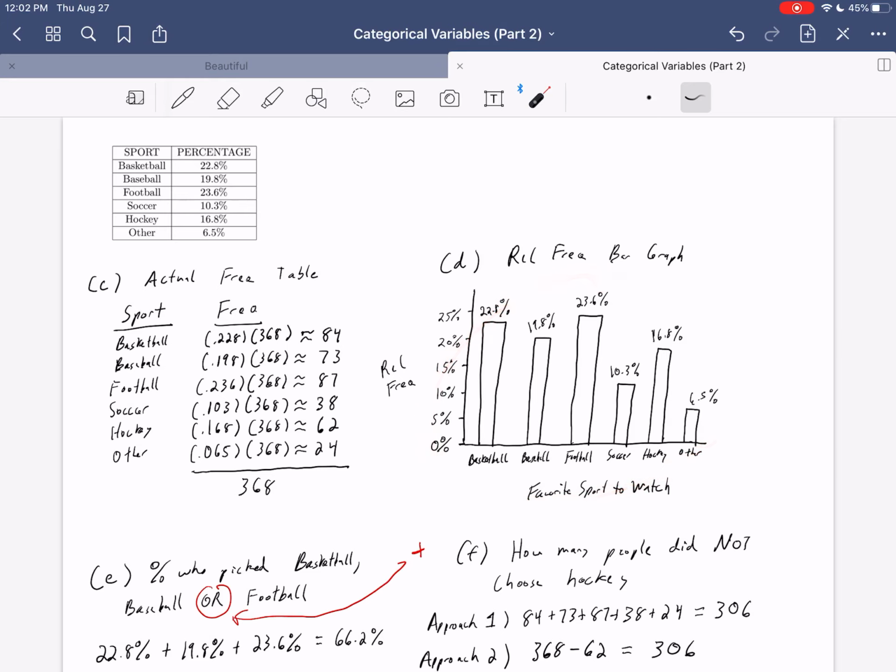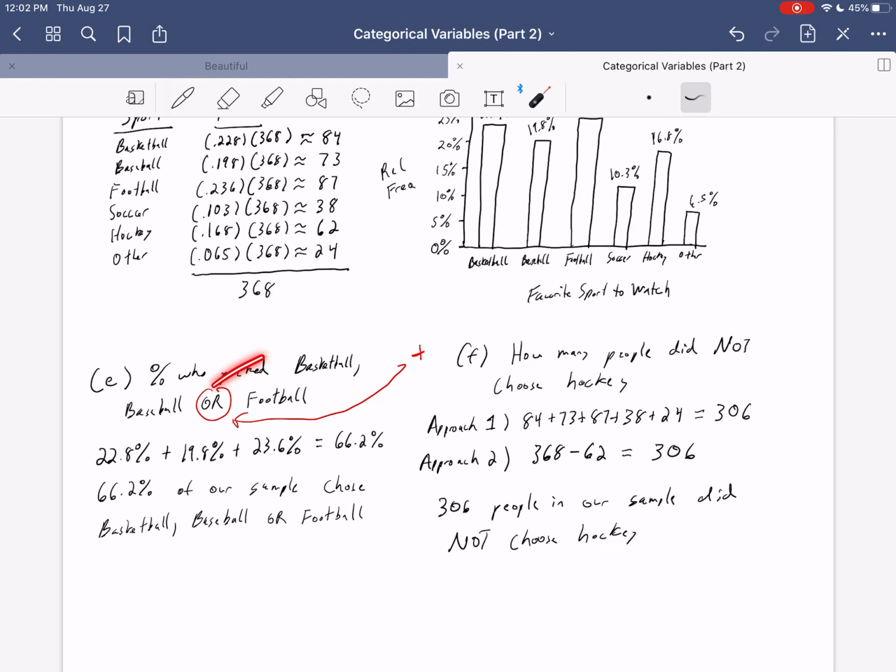We built one more visual display, which was a bar graph, this time based on the relative frequencies. All that meant is that we did the percentages as the vertical axis. And then we answered a couple of data-driven questions, the percentage of people who landed in one of three categories just by summing the percentages, and the actual amount of people who did not choose a particular category. The only thing I really want you guys to pull out from E and F here, of course, is that E, by asking for the percentage, meant that we needed to use the relative frequencies, and F, by asking about how many people, meant that we needed to use the actual frequencies there. Okay, this pretty much wraps up the major analysis that we need to do right now for descriptive statistics for categorical variables.